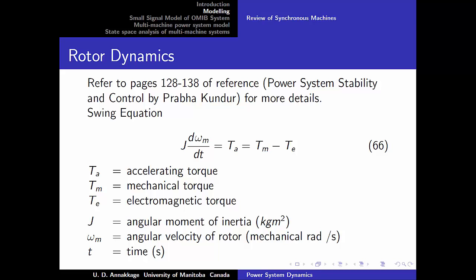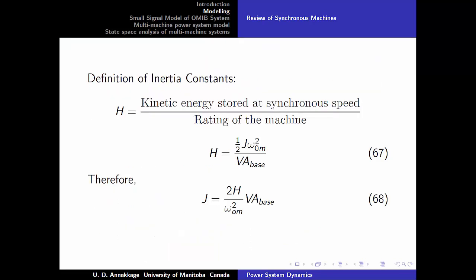The two remaining differential equations come from rotor dynamics. The rotor dynamics is covered in any undergraduate power system course, so I am not going to go through this section. Students should go through the content of the next few slides to review the material. So let me skip those slides.